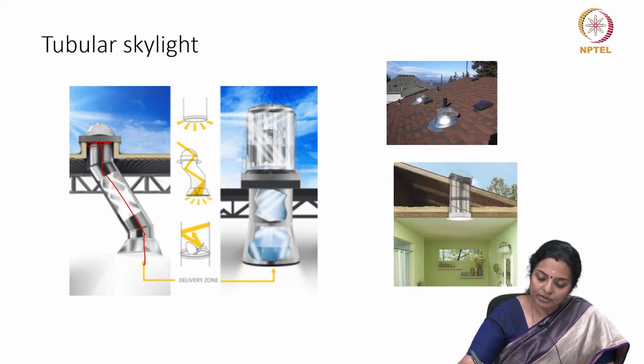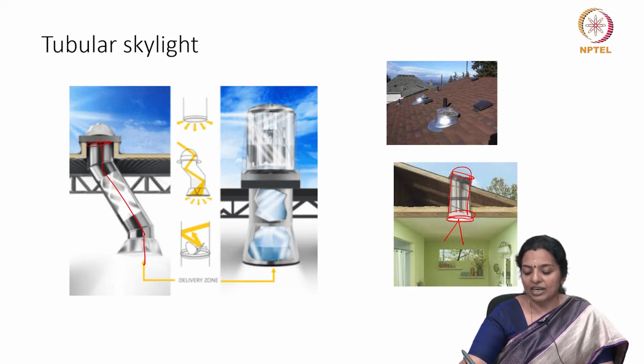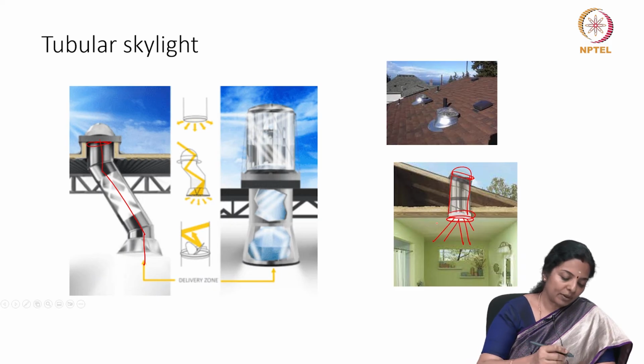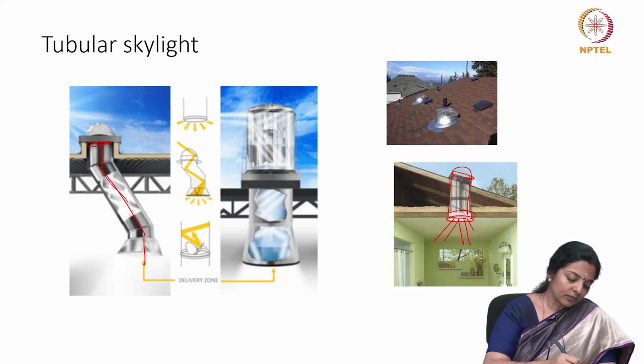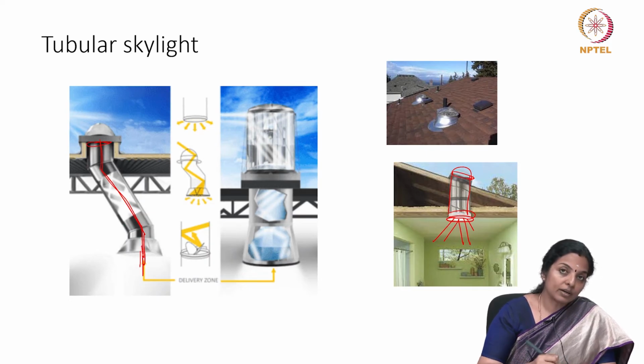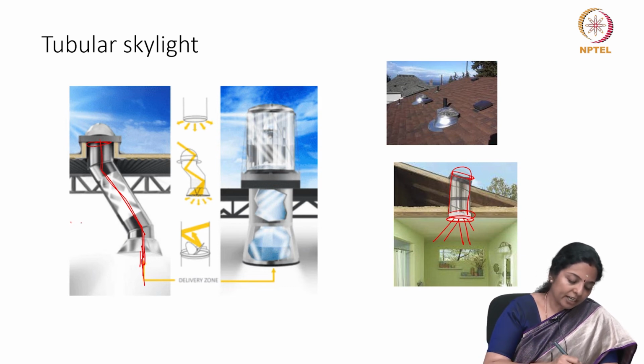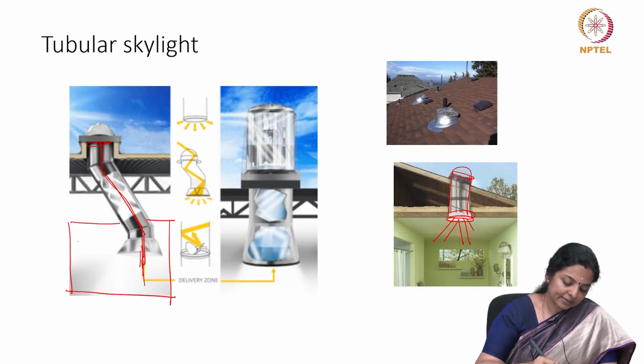These can be used for shorter lengths through the attics to deliver natural light inside rooms, or they can be used through longer tubes which have optical devices in it which reflect the light into the darkest of basements.